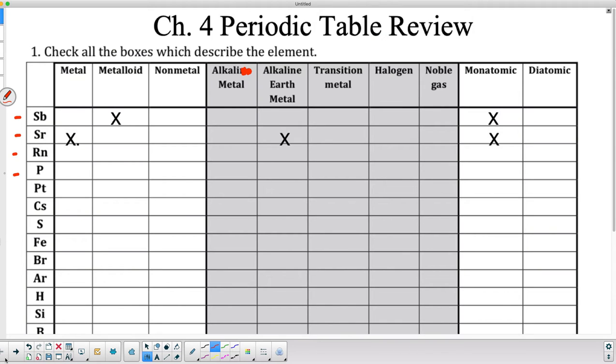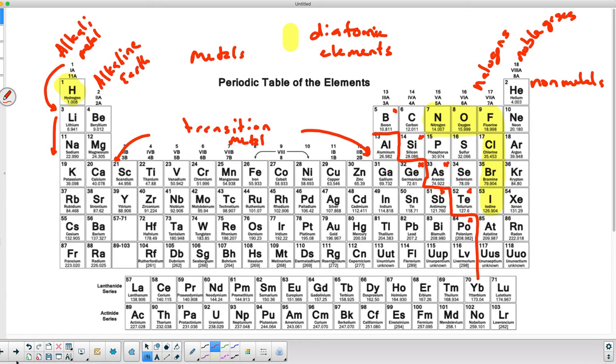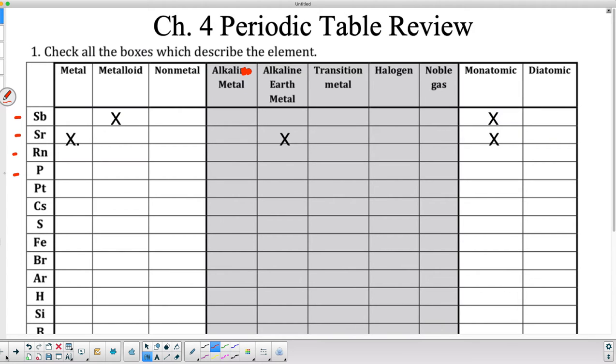It says Sb. Let's find Sb and find out if it's a metal, metalloid, or non-metal. Sb is this one right here. Antimony is number 51. It is marked as a metalloid. Notice it is not a halogen, it's not a noble gas, it's not a transition metal, it's not an alkaline metal, and it's not highlighted. So when we go back to this here, our first one, Sb, is none of these, and it's monatomic, which is why we put that there. So it's a metalloid, it's not any of those groups in the middle, and it's monatomic.